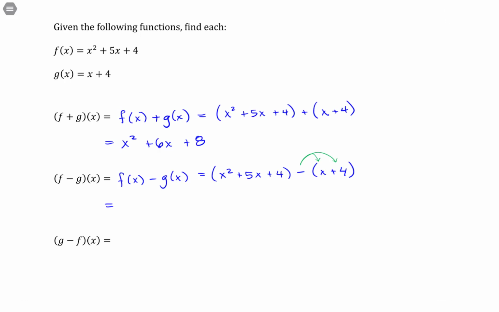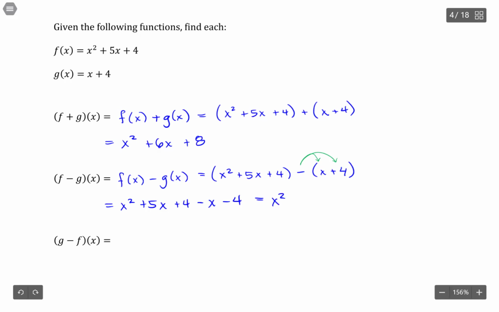So the next step I'm going to do is combine like terms. Oh, sorry, I'm going to distribute that negative and then combine like terms. So x squared plus 5x plus 4 minus x minus 4, and now I will combine like terms. So x squared is by itself. I have a 5x and a minus x. Those are like terms which will combine to positive 4x. Then I have positive 4 and negative 4, which add up to 0, so I can just leave that off.